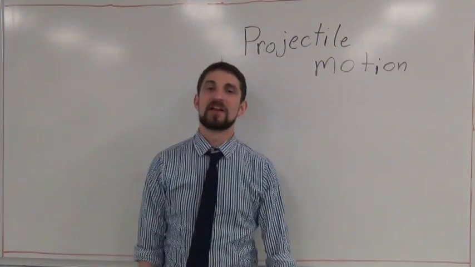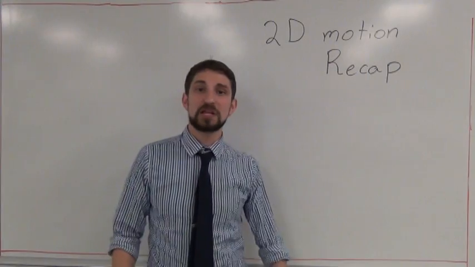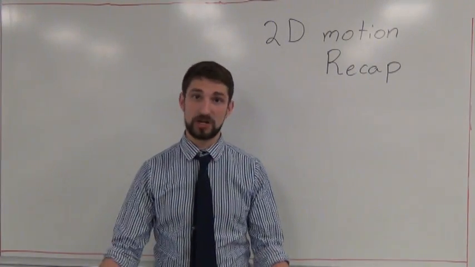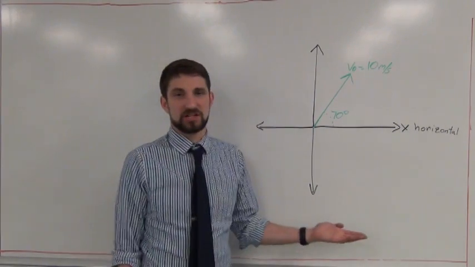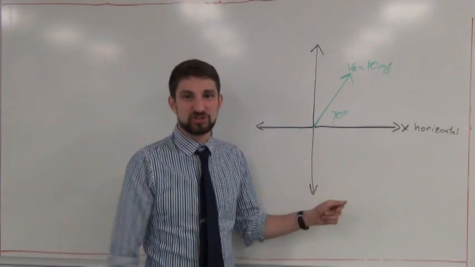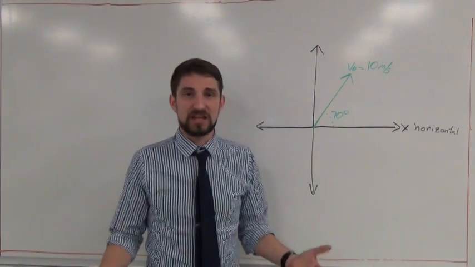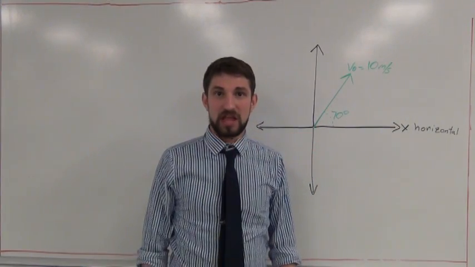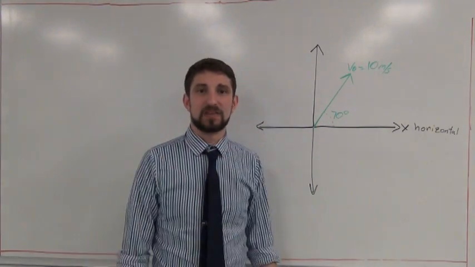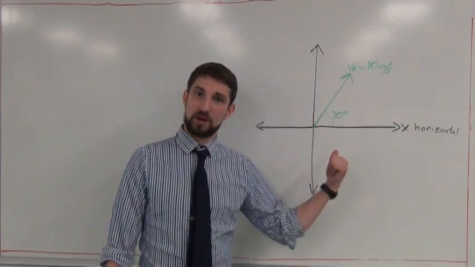Alright, welcome back. For this video, we're going to look at projectile motion. This past week, we looked at 2D motion, or motion happening in 2 dimensions. As a quick reminder, if we have an object moving 10 meters per second in the northeast direction, we should be able to find out how quickly they are moving in the east-west direction and the north-south direction. I can find the horizontal and vertical components of my problem.